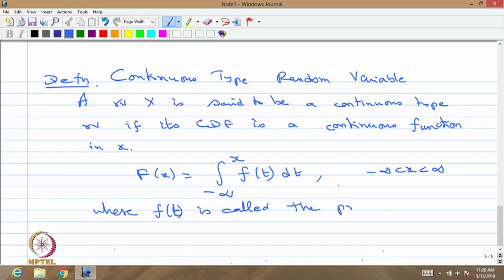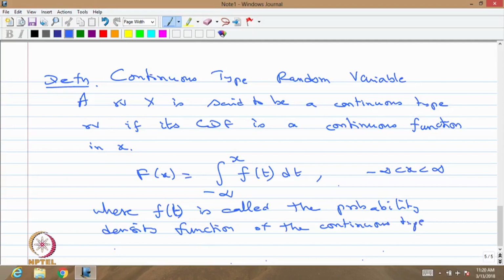the probability density function of the continuous type random variable capital X. This is possible whenever the CDF is a continuous function. So, whenever the CDF is a continuous function, we call that random variable a continuous type random variable.